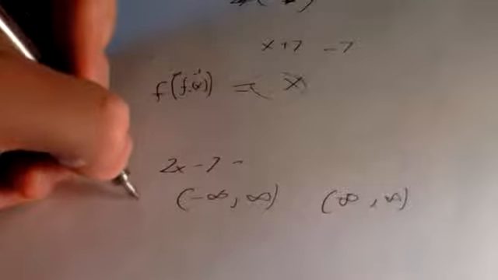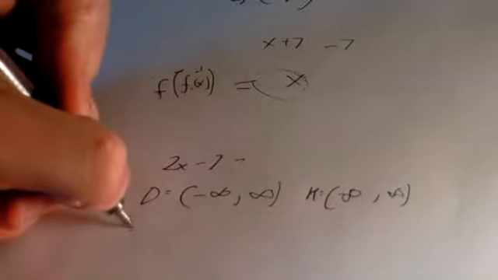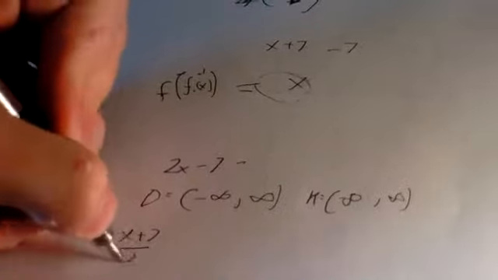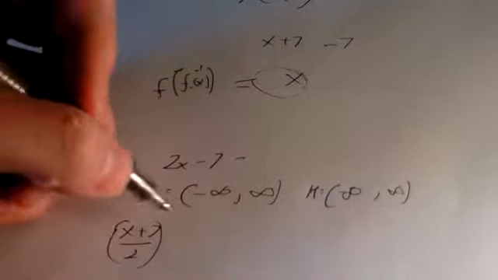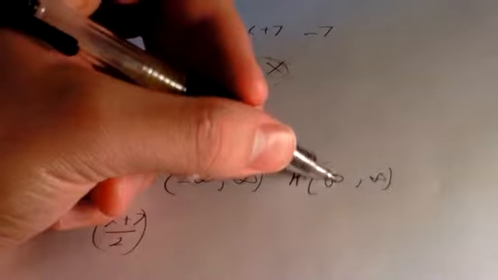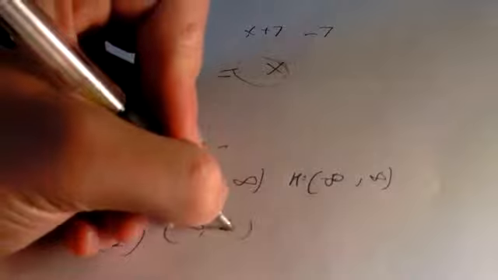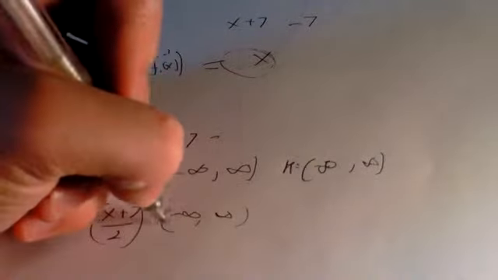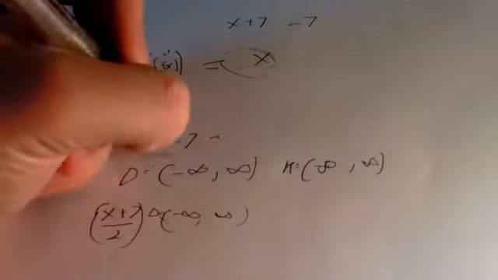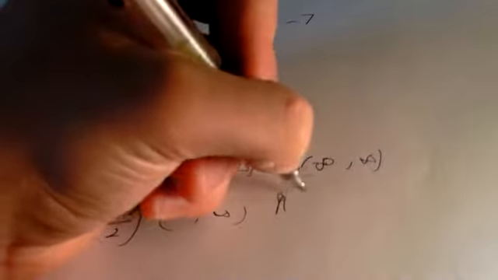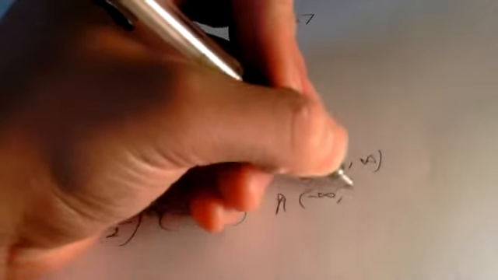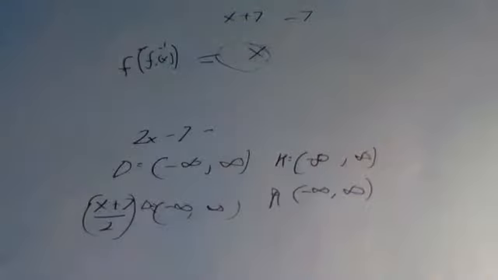So the domain is that, the range is that, and then we have x plus 7 over 2. Its domain should be the range of the original function, and it is. And then its range should be the domain of the original function, and it is. Alright, now if we want to explore that a little bit more, let's look at one more function here.